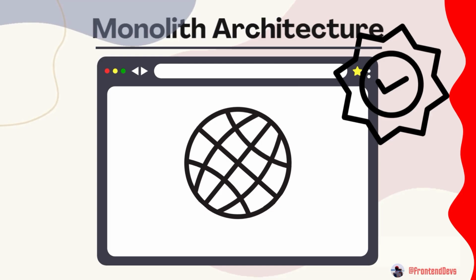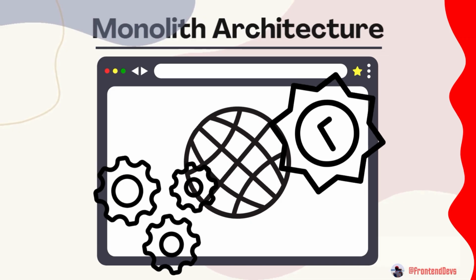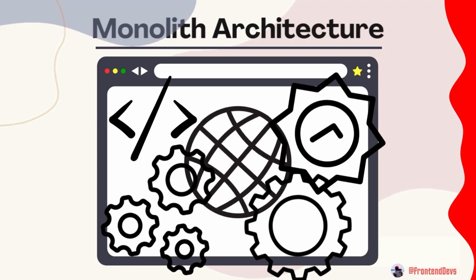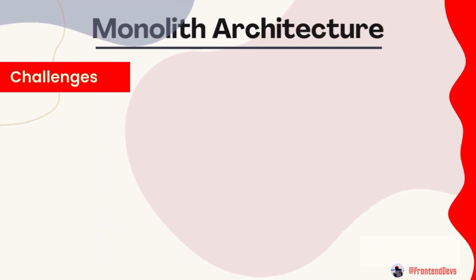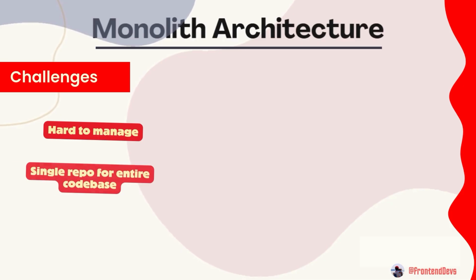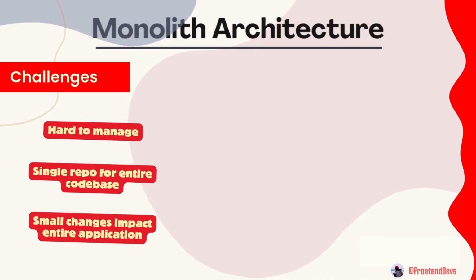You need to add multiple features into your application, and in this case your application will keep getting bigger and bigger. Now, going with monolith architecture has multiple challenges. First, as your application gets bigger, it is harder to manage. Second, we have a single repository for managing everything. That means if you are making changes in one place, there could be a chance that your entire application could break. Meaning a small change can break other parts of your application.